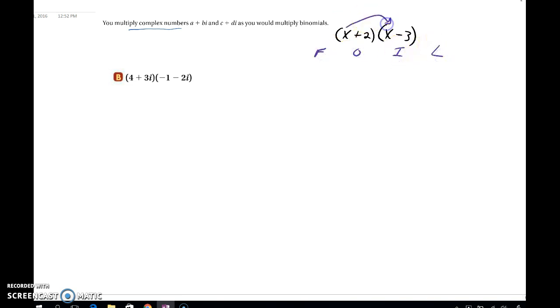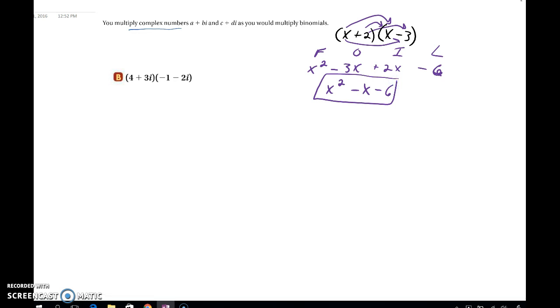So we can do our first times our first, which is x squared, our outer times our outer, which is minus 3x, our inner times our inner, which is plus 2x, and then our last times our last, which is minus 6. Combine our like terms, which we then get x squared minus x minus 6. If you can do this, you can multiply complex numbers.